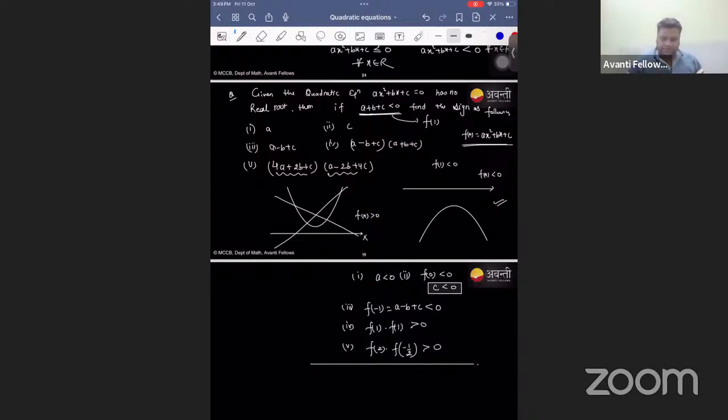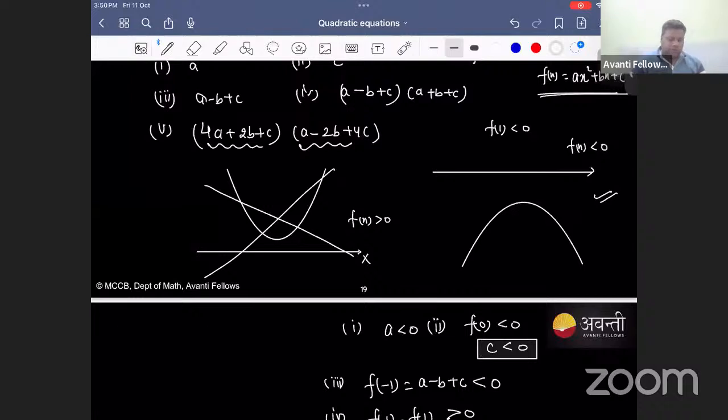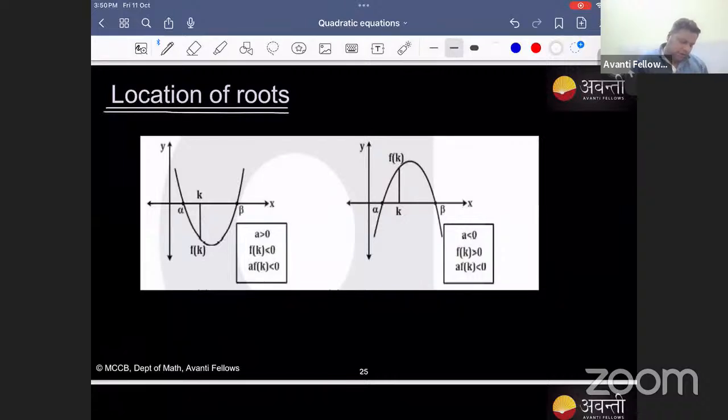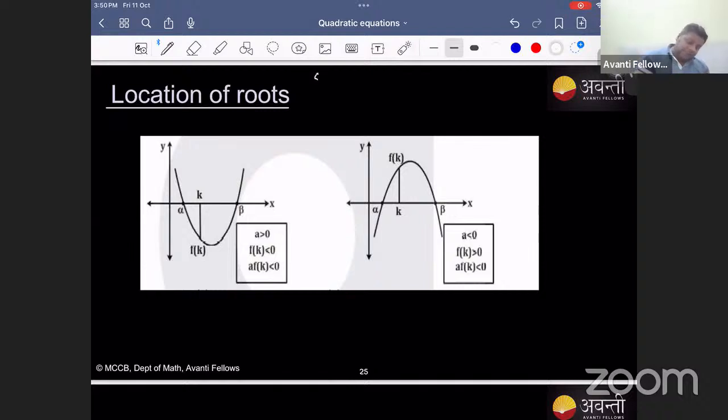Am I clear? Now, this is another very important portion. Location of roots. Got it?